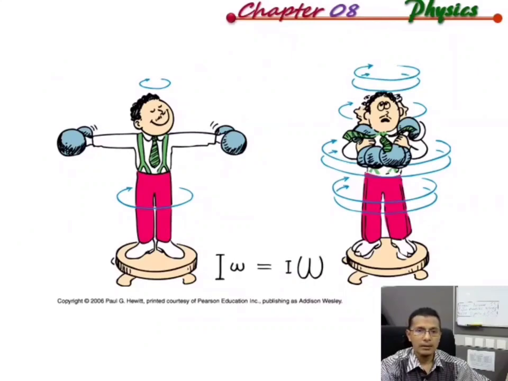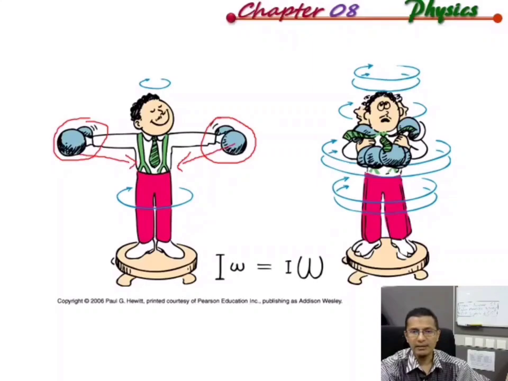For example, here we have a man holding two dumbbells. Initially his arms are outstretched and he stands on a platform free to rotate, so he rotates. After that, when he brings the dumbbells towards his body, the rotational motion gets faster. To explain why the omega is increasing, or why the angular motion is getting faster, we can apply conservation of angular momentum.